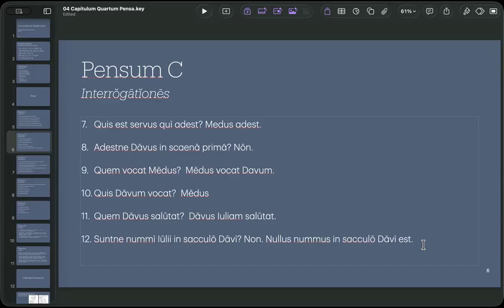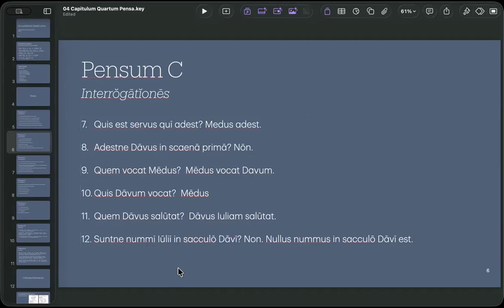Oh yeah, no, you couldn't say Numi Davi and Sakulo Yuli. Well, you could say that, but then you would be saying Davos's coins are in Julius's sack. So no, you can't. But you could say Yuli Numi in Davi Sakulo, although this is really the most common order.